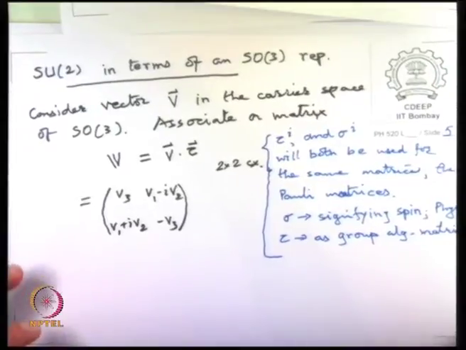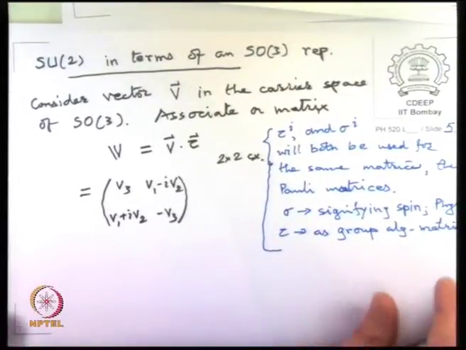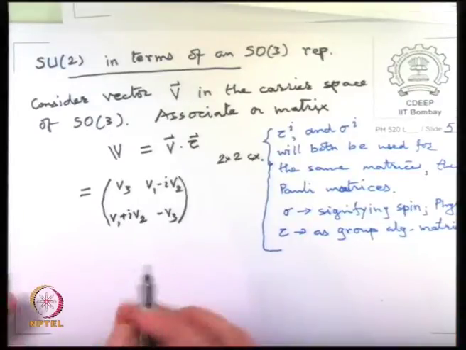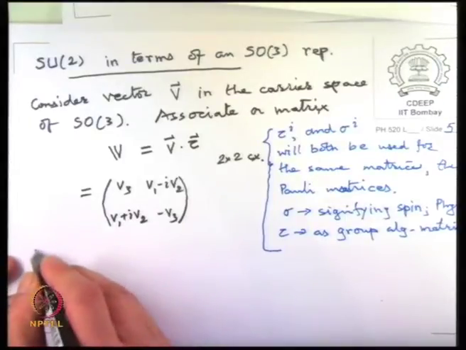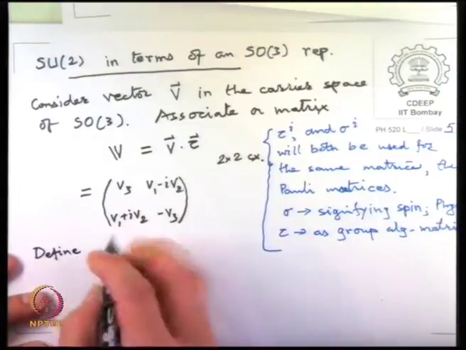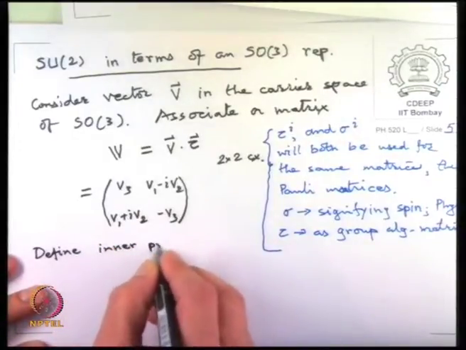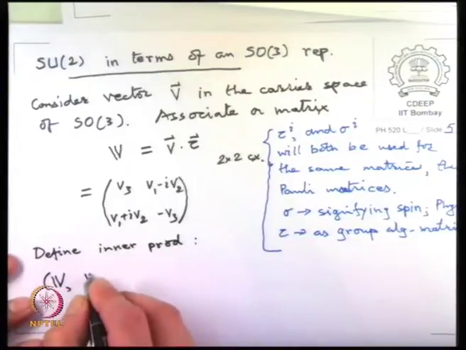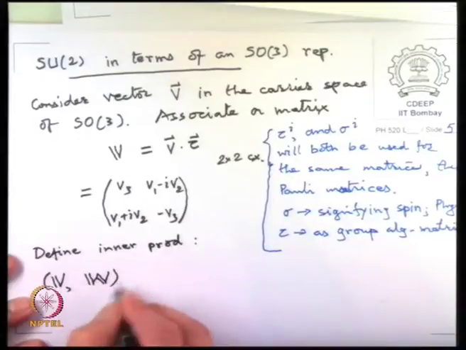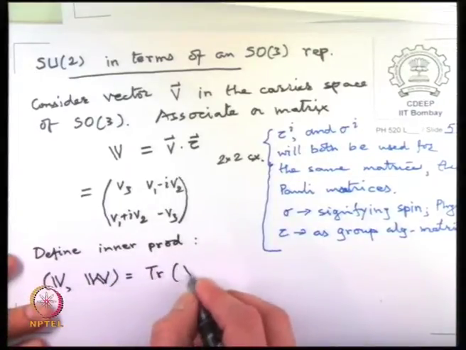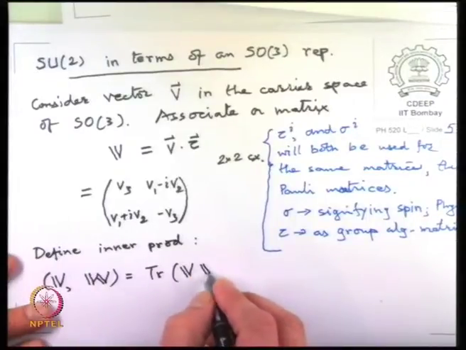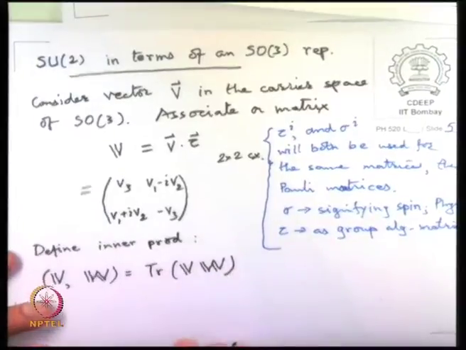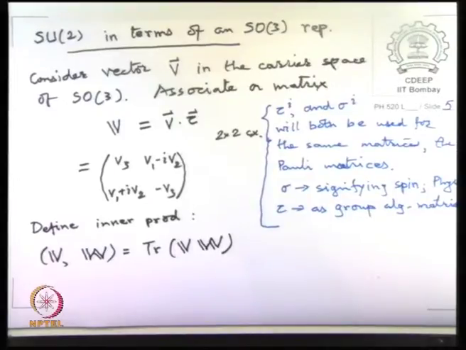What is interesting about this is that we can define an inner product V comma W equal to trace of V times W. And we will see that this reproduces V dot W.